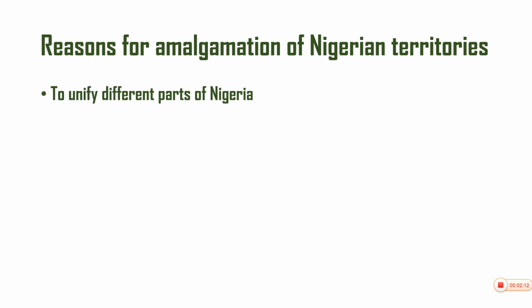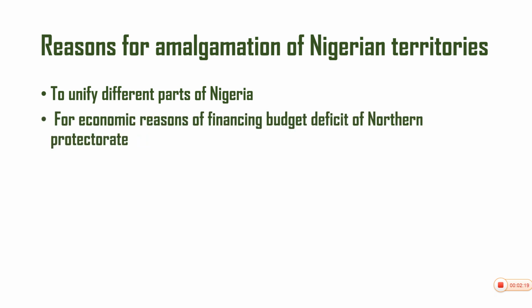One of the reasons was to unify the different parts of Nigeria, to make the different regions to become one. Another reason was for economic reasons of financing the budget deficit of Northern Protectorate. In the Southern Protectorate, they have enough finance or enough natural resources to help finance their budget. In the Eastern Protectorate, they're also able to finance their own budget. But in the Northern Protectorate, they did not have any. They had nothing. They didn't have enough finance. They didn't have enough raw materials to finance their budget.